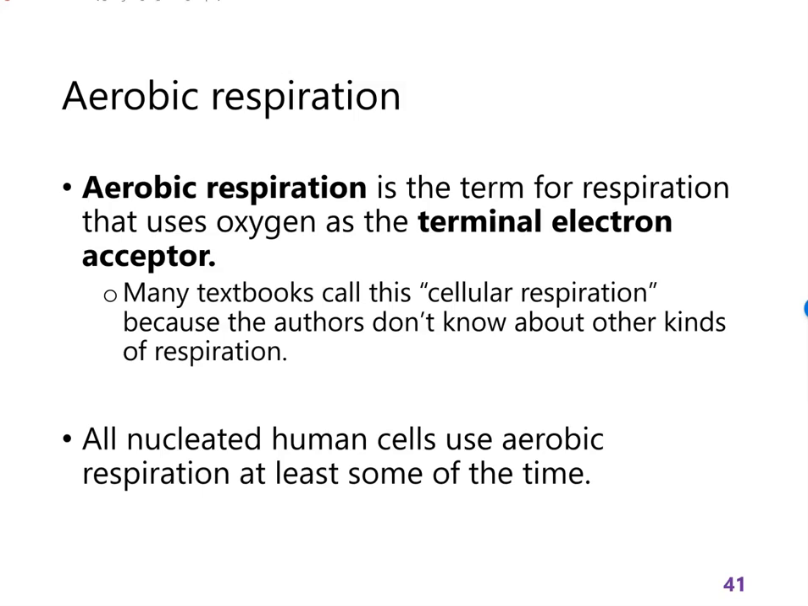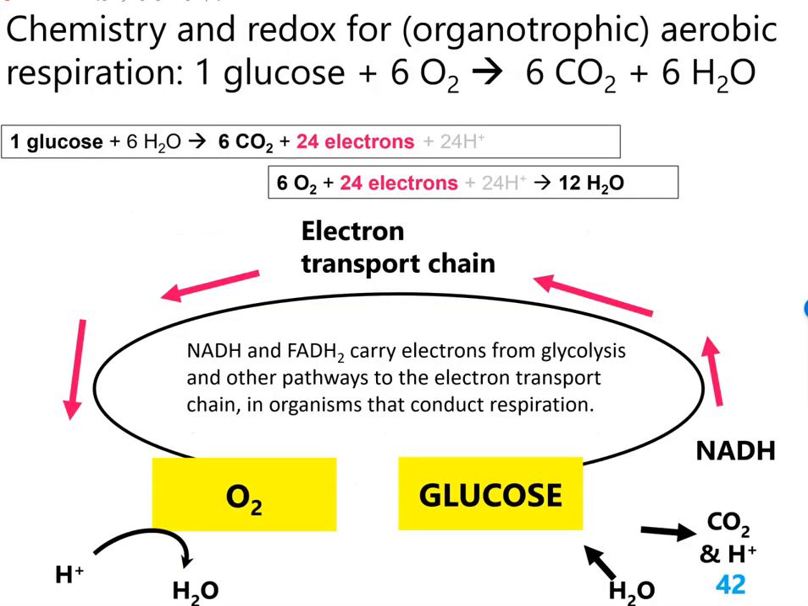Your physiology textbook may have called this cellular respiration, and that is a stupid term, because most cells on Earth use different types of respiration. Most cells don't use oxygen as their terminal electron acceptor. But if you look at animals or plants, they do use oxygen as their electron acceptors, and so they use aerobic respiration. And all of our nucleated cells do this sometime.